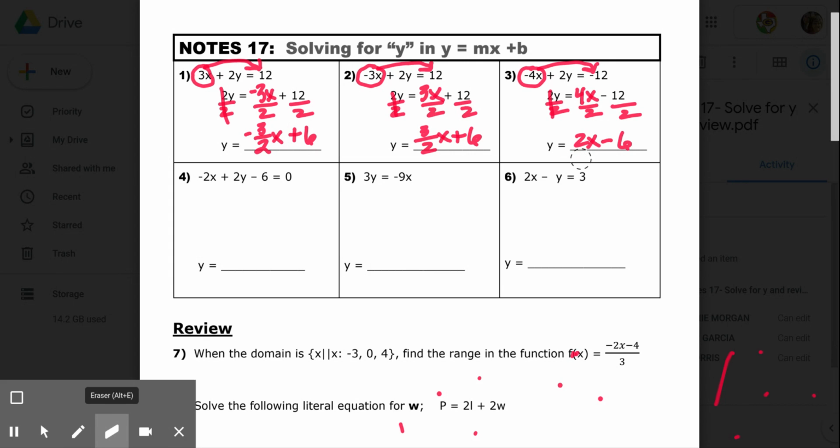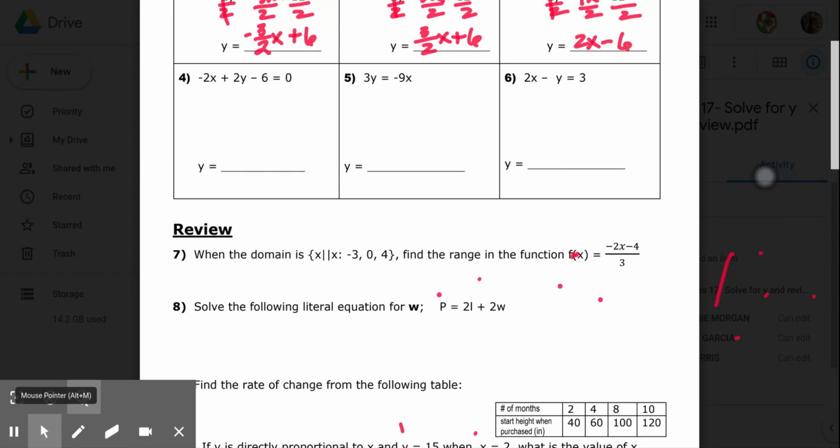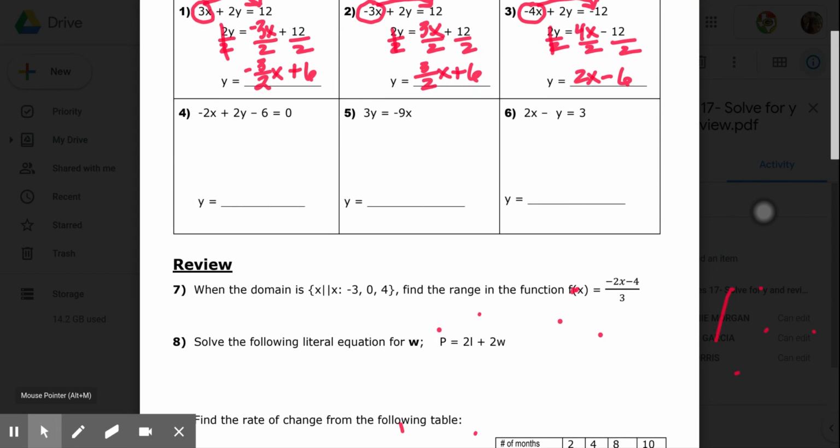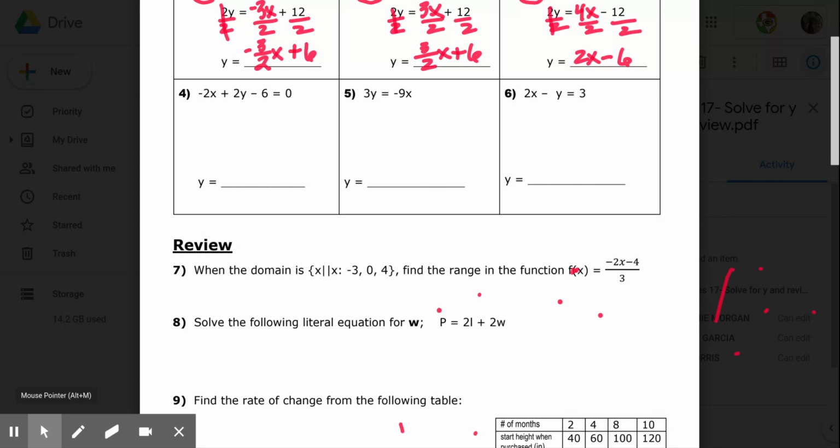But if we're writing the equation, we want it in simplest terms. So I don't want you to put a whole number as a fraction. Just leave it as a whole number.